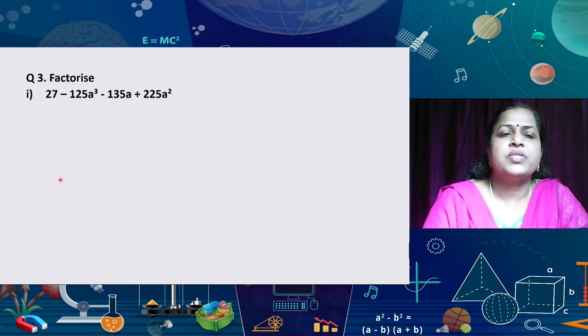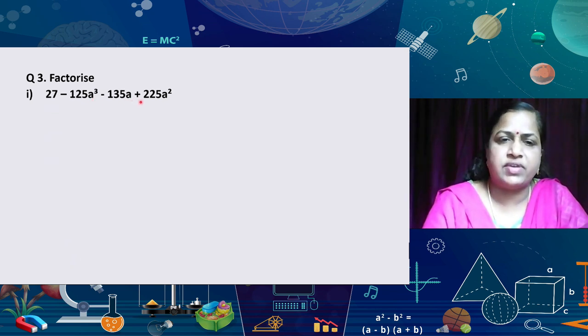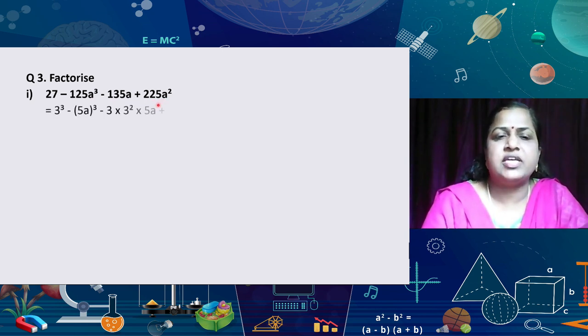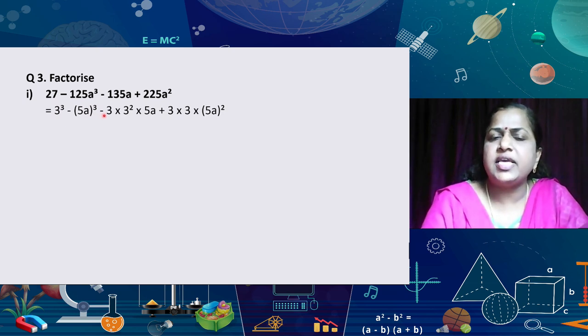Here we are given 27 minus 125a cube minus 135a plus 225a square. We can check which identity we can use here. In which form is it given? We can get 27 as 3 cube, 125a cube as (5a) whole cube, and if we are applying 3a square b and 3ab square, we get 3 into 3 squared into 5a plus 3 into 3 into (5a) whole square. We get minus 135a plus 225a square here.